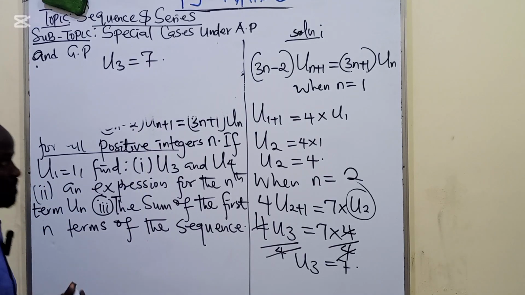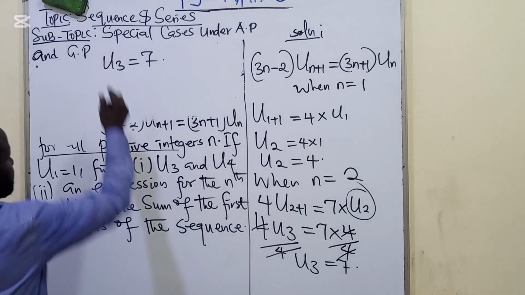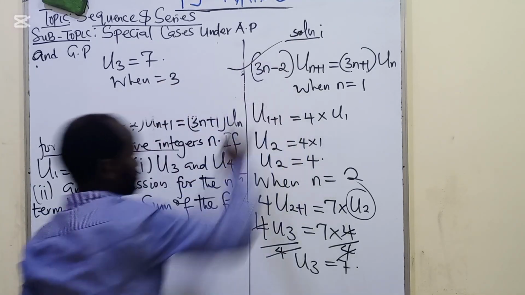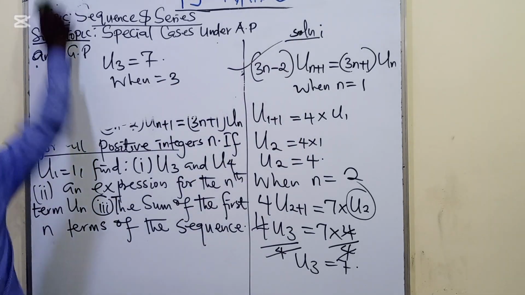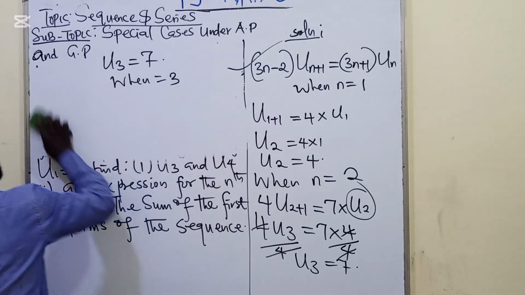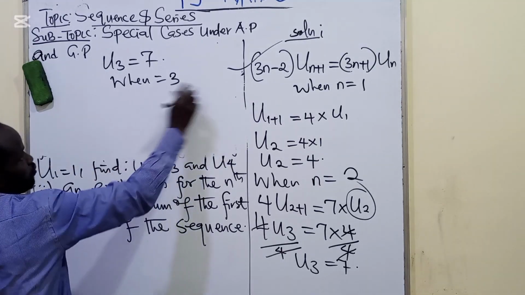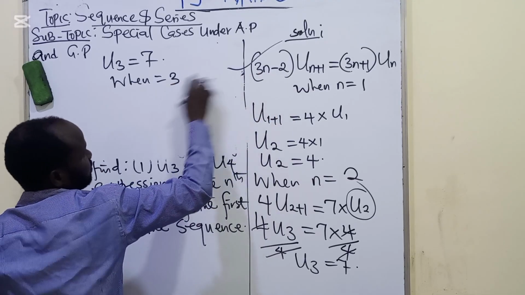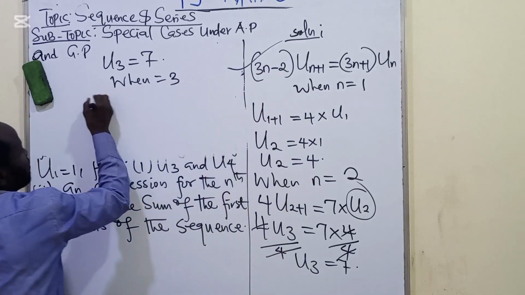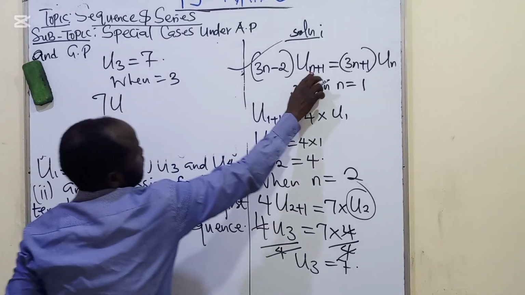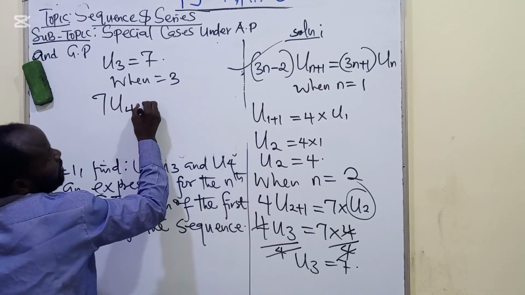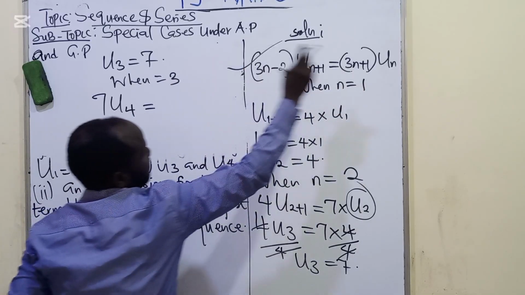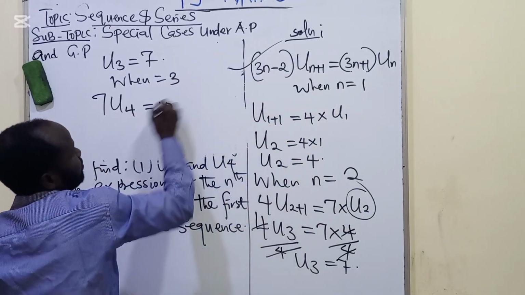To find the fourth term, when n is 3, what are we going to have? When n is 3, we still use this relation. Let me remove this. Let's substitute. It will be 3 times n, since n is 3, it will be 3 times 3, which is 9 minus 2, that's 7. That will be 7 multiplied by u(3 plus 1), that's u4, equals 3 times 3, that's 9, plus 1, that's 10.